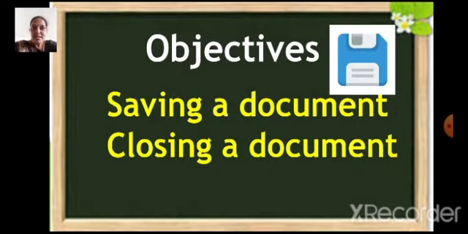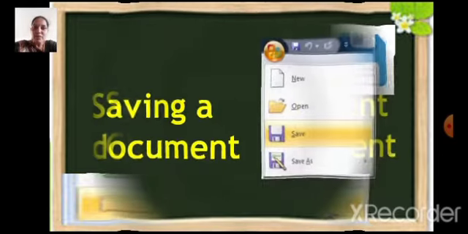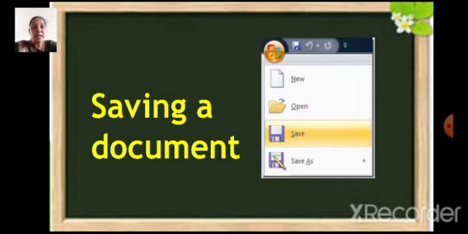Today, let us learn about two more options, that is saving a document and closing a document. So, we know that in computer, after typing, we can save a text. Not only the typing work, any work which you do in the computer, for example, drawing, painting, searching some information, we can save that information also in computer. So we can save our work in computer.